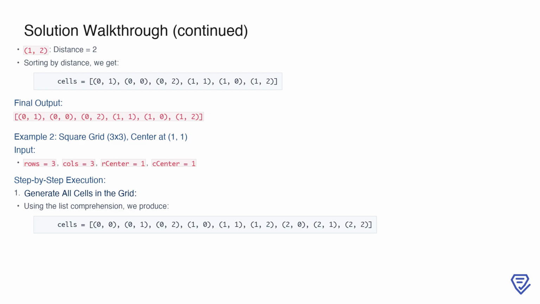Once the Manhattan distances have been calculated for all the cells, the sorting process begins. For example, the cells (0, 0) and (0, 2) both have a distance of 1, while (1, 0) and (1, 2) have a distance of 2. After sorting all the cells by their distances, we get the order (0, 1), (0, 0), (0, 2), (1, 1), (1, 0), (1, 2). This is the final output for this example, where every cell is listed starting from those closest to the center and moving outward. With that, we have completed this first example, and the result matches the expected output.